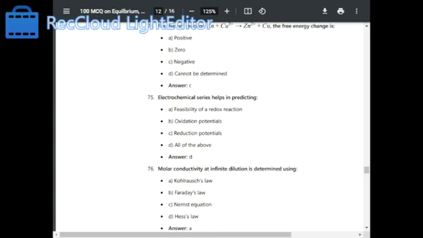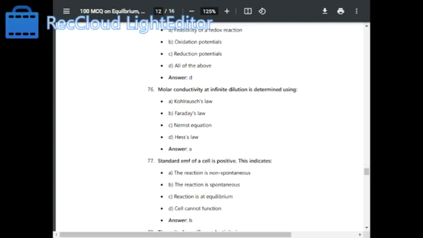Question number 76. The molar conductivity at infinite dilution is determined by using: Kohlrausch's law, Faraday's law, Nernst's law, or Hess's law. The correct answer is Kohlrausch's law. Option A is correct.